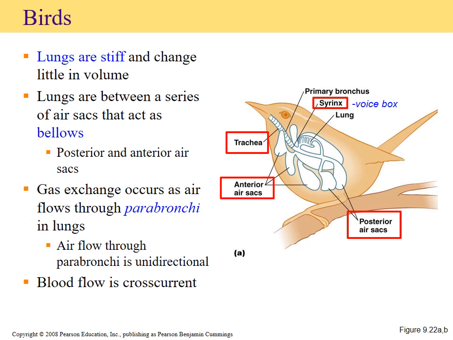But before we get there, let's just take a look at some of the anatomy that we come across in the respiratory system of the birds. So first off, their lungs are relatively stiff. They don't like to expand. They're not as elastic as we would like to see.